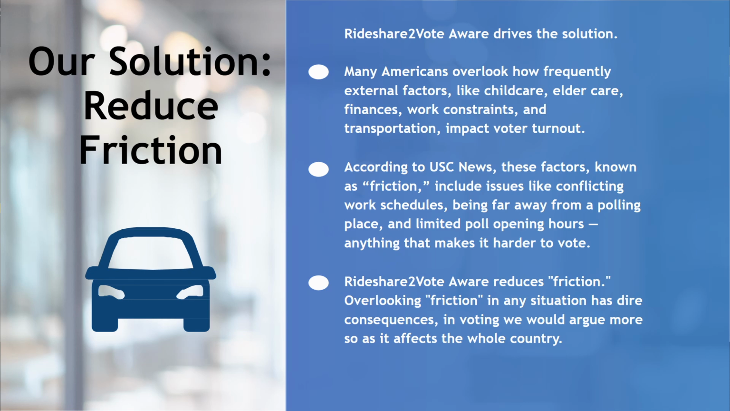So, many Americans don't really realize how much external factors like childcare, finances, work schedules, and transportation impact voter turnout, and it winds up holding a lot of people back from getting to the polls. In fact, USC News calls these friction factors, such as conflicting work hours or distant polling places, and basically anything that makes voting harder. So what Rideshare to Vote Aware does is really help reduce that friction, because we acknowledge that ignoring these obstacles to voting can have serious consequences for the entire country because people are not able to get to the polls for crucial elections like this.